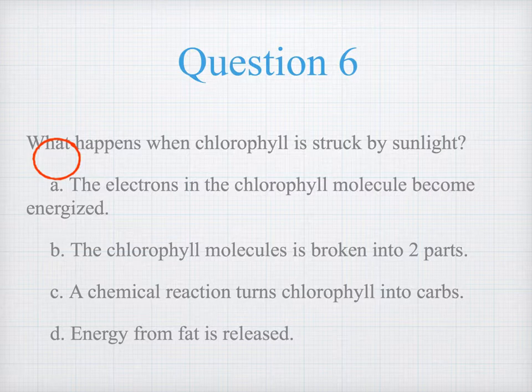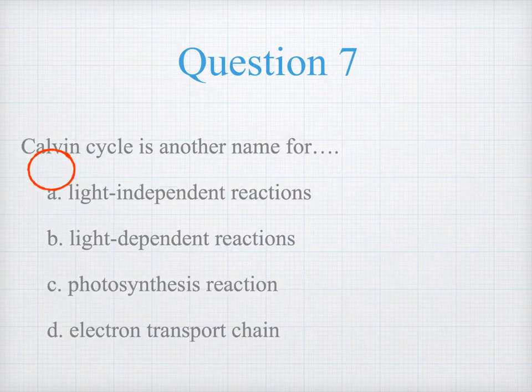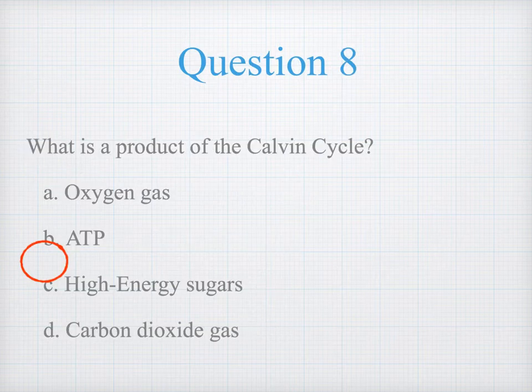Okay, chlorophyll struck by sunlight, what happens? The electrons become energized. Calvin cycle is another name for light independent reactions. The product of the Calvin cycle is what? High energy sugars. Good.